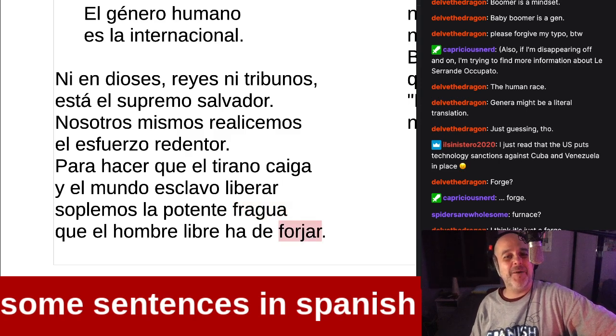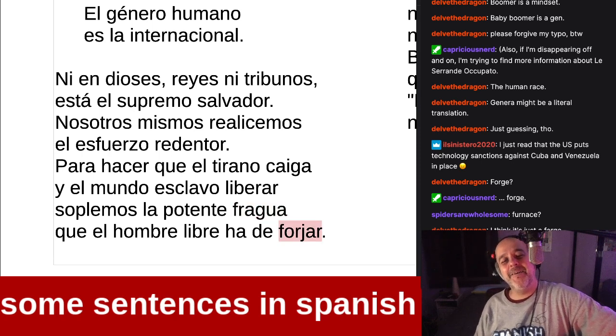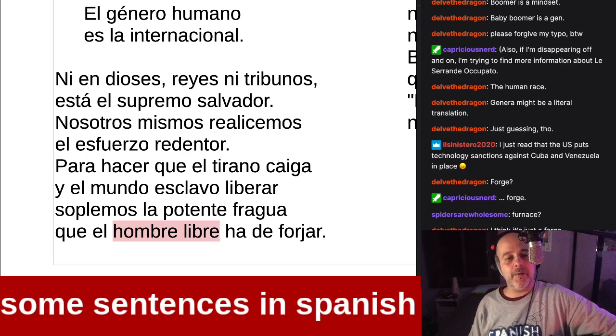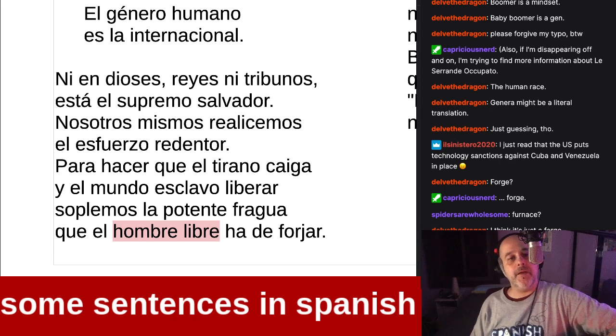forge as a verb. You know, because fragua and forjar are different verbs. Fragua is a noun. Let's blow on the powerful furnace that the free men must forge. So, again, hombre libre, free man, because it's old-timey. I would say free person. But, you know.